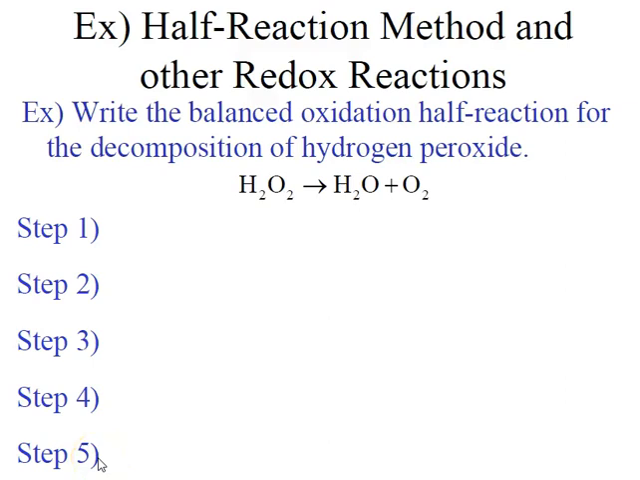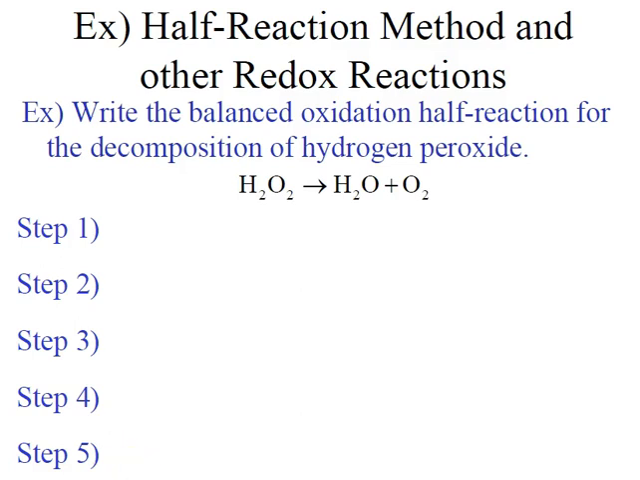Alright, picking up here where we left off, this is an example of an AP problem where they give you the starting reaction and they want you to write a half reaction from it. So in this reaction we're decomposing hydrogen peroxide and they want us to write the oxidation half-reaction.